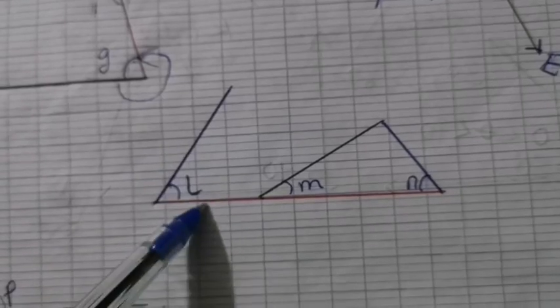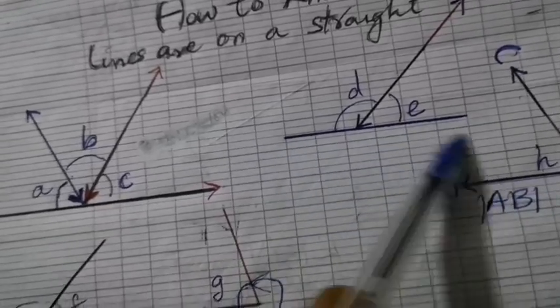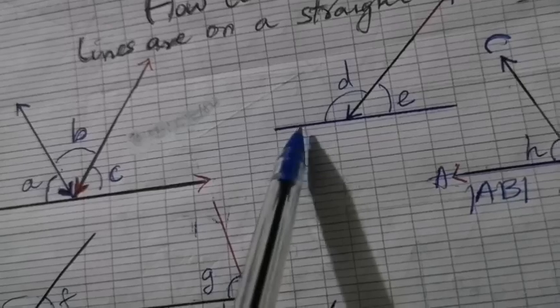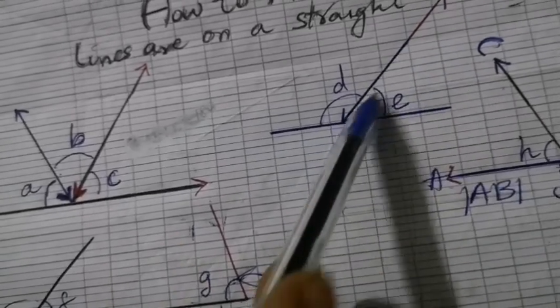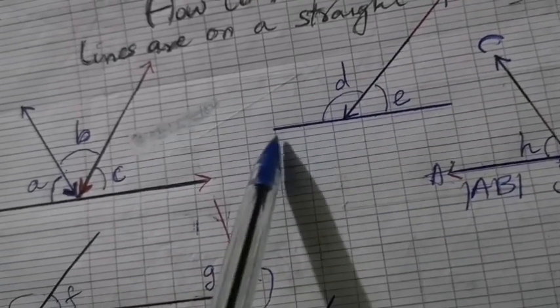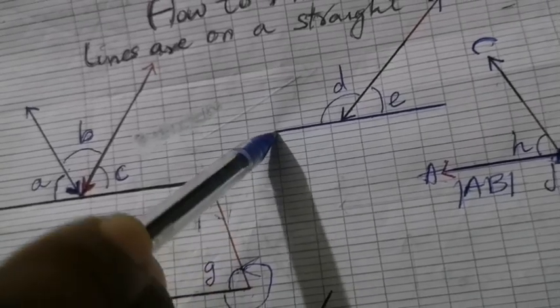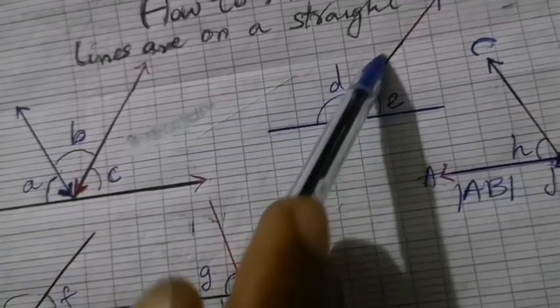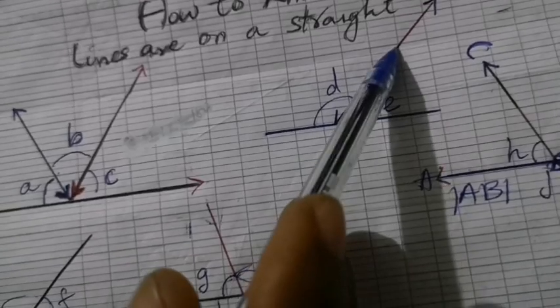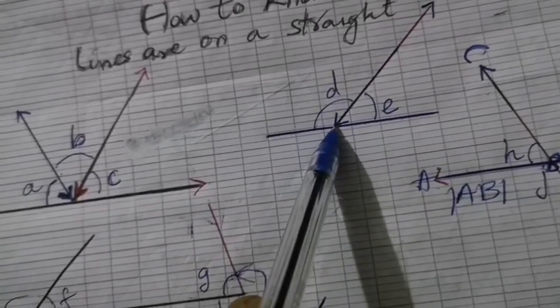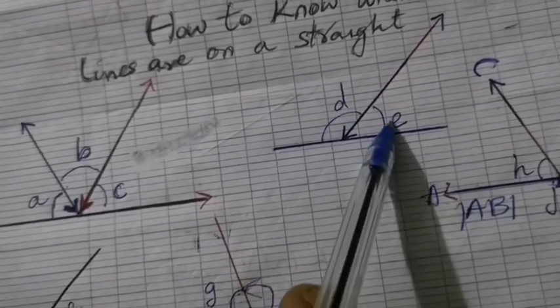So these two lines are not like the first one, where this one touches this line in between somewhere here, or this one, where this line touches this line in between. Had this one with the arrow touched this line at this point here, I would have considered it as angle at a point, not angles on a straight line. But because this one touched this line at this point here, I can now say that D and E are on a straight line.